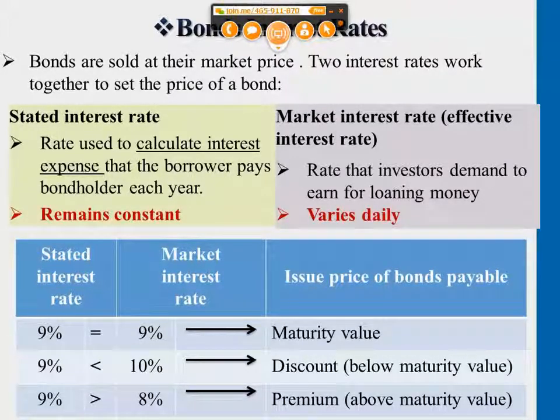Okay, so this is issuing a bond and maturity value. If the interest is the same, it is issued at face value. Lower than market, issue at a discount, lower than face value. If the interest rate is higher, issue at a premium, higher than face value. Again, the stated interest rate is what the company is offering while they issue the bond. The market interest rate is what the creditor is expecting.